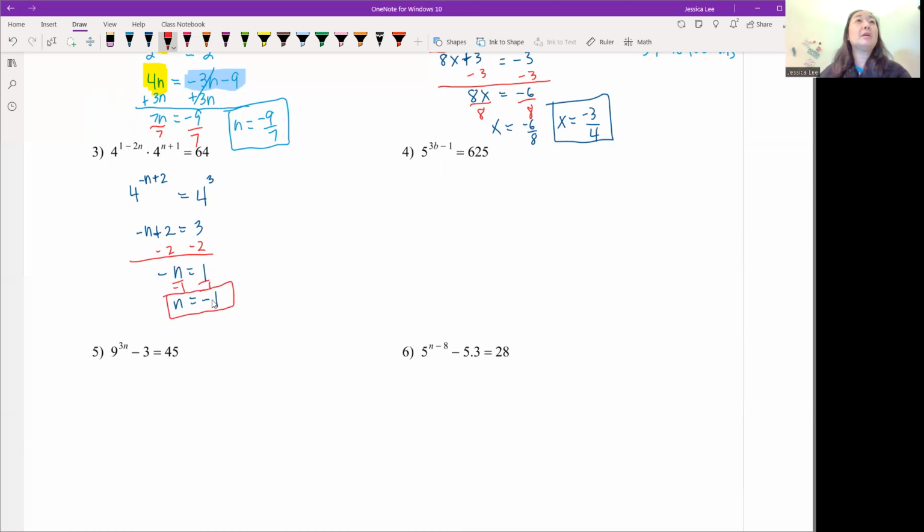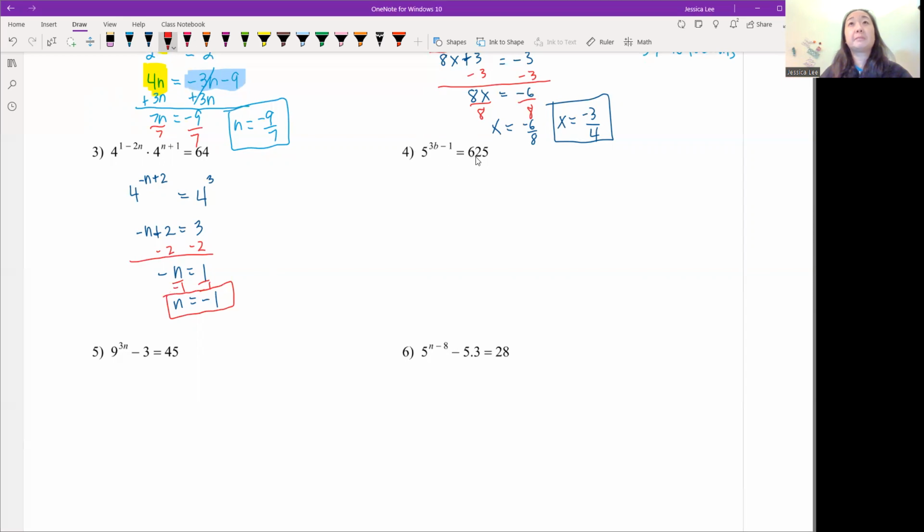All right, and there we go. That's the answer. And again, here we're not going to get any extraneous solutions because exponents can be positive, negative, 0, decimals, anything. So we don't really need to check for extraneous solutions here.